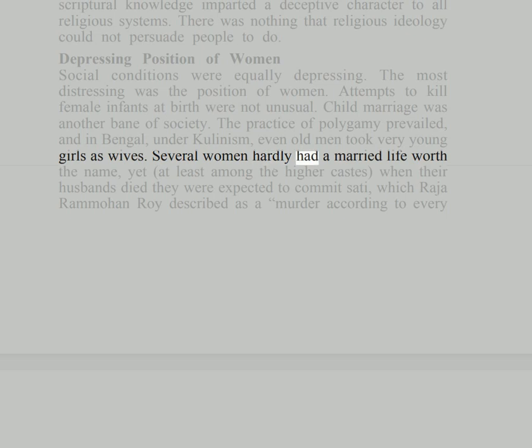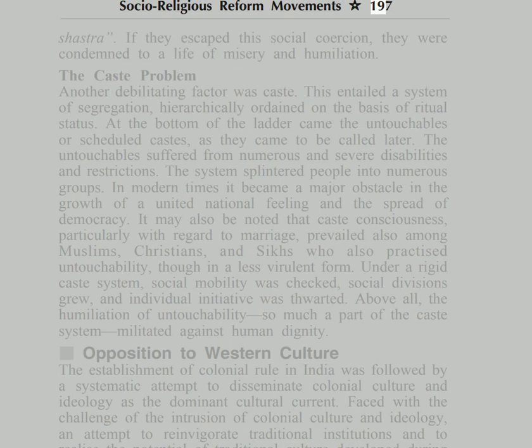Several women hardly had a married life worth the name, yet, at least among the higher castes, when their husbands died they were expected to commit sati, which Raja Rammohan Roy described as a murder according to every Shastra. If they escaped this social coercion, they were condemned to a life of misery and humiliation.